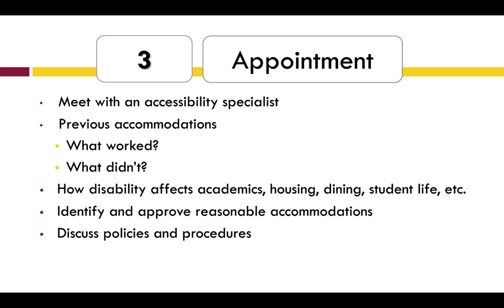After your registration is submitted and approved, you will meet with one of our SAC accessibility specialists to set up your accommodations. In this meeting, we will ask you about any previous accommodations you had and talk about what worked for you and what did not. You and your specialist will also talk about how your disability affects academics, housing, dining, student life, etc. The accessibility specialist will identify and approve reasonable accommodations and discuss policies and procedures which allow you to use your accommodations for as long as you are a student at Loyola Chicago.